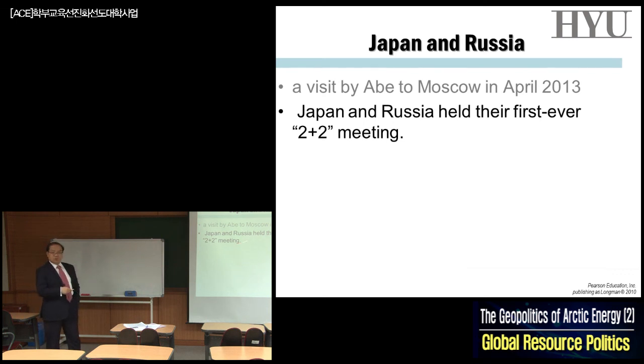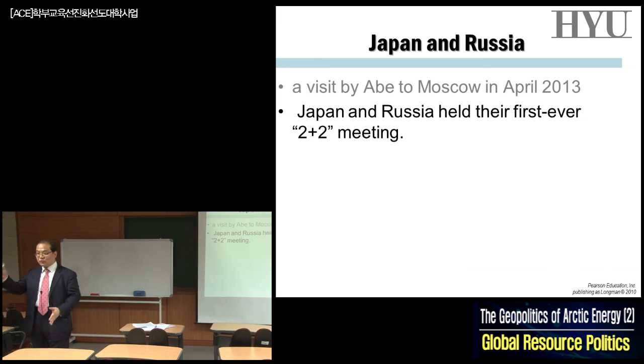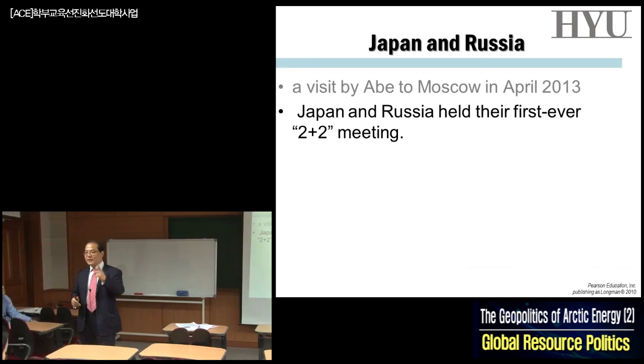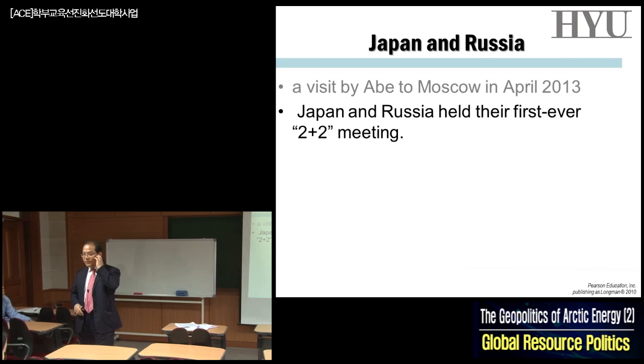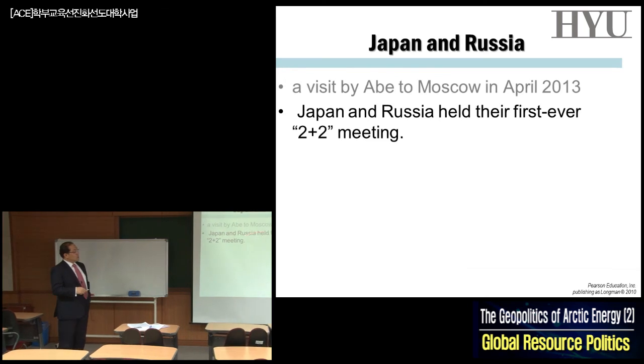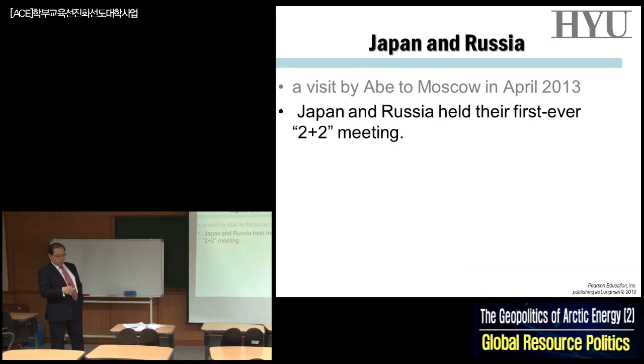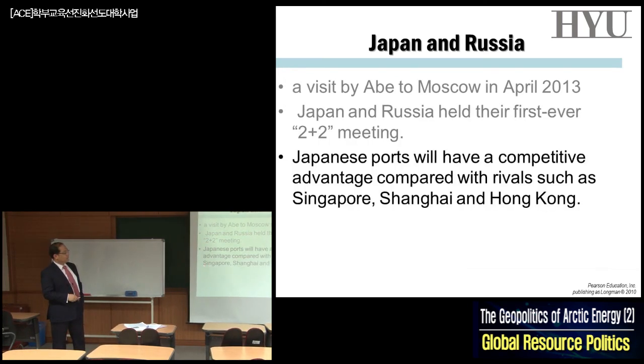Then the famous 2+2 meeting, meaning foreign minister and defense minister from both sides. They met in the first 2+2 meeting with an Asian country in history, from the Russian perspective. Japan and Russia held this 2+2 meeting. Japan's intention is to elevate the port of Yokohama.